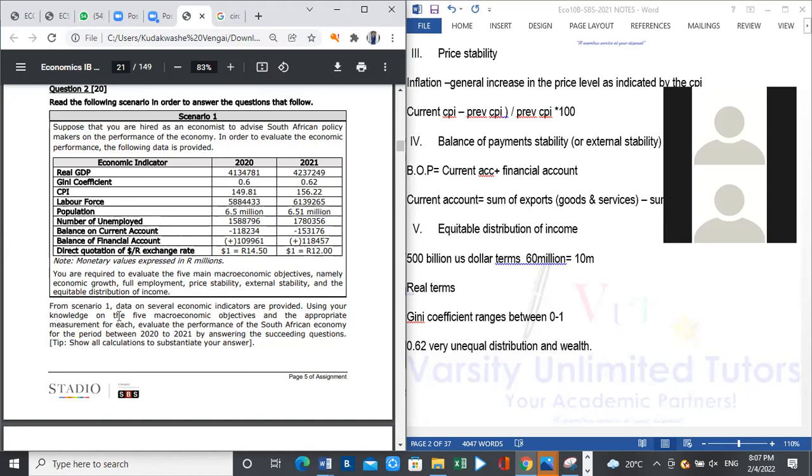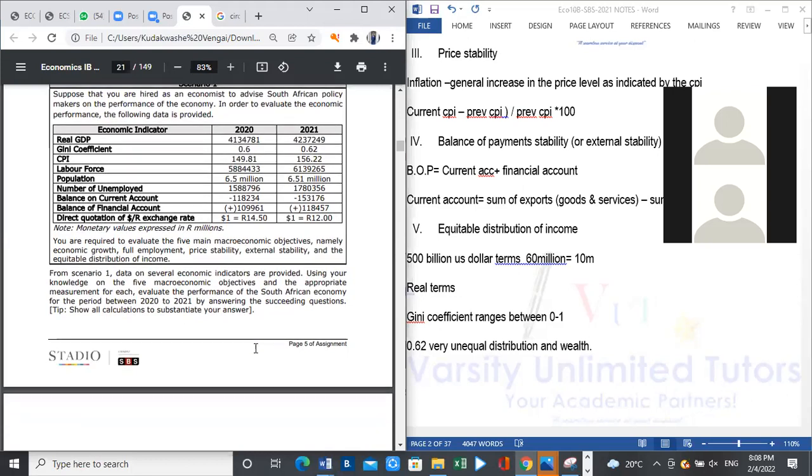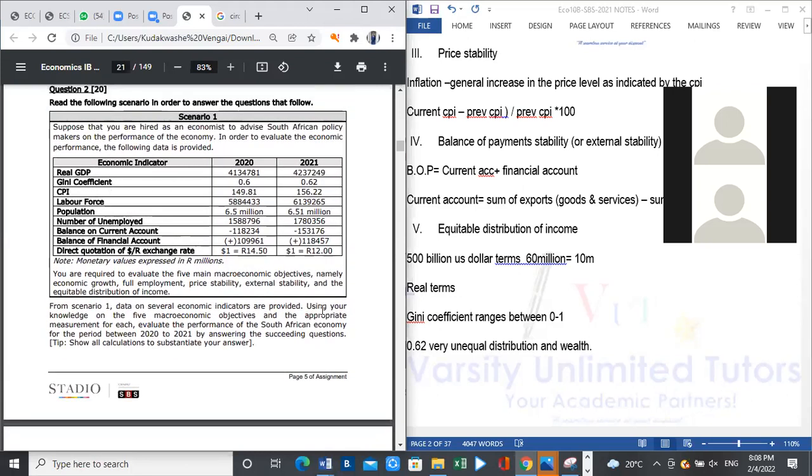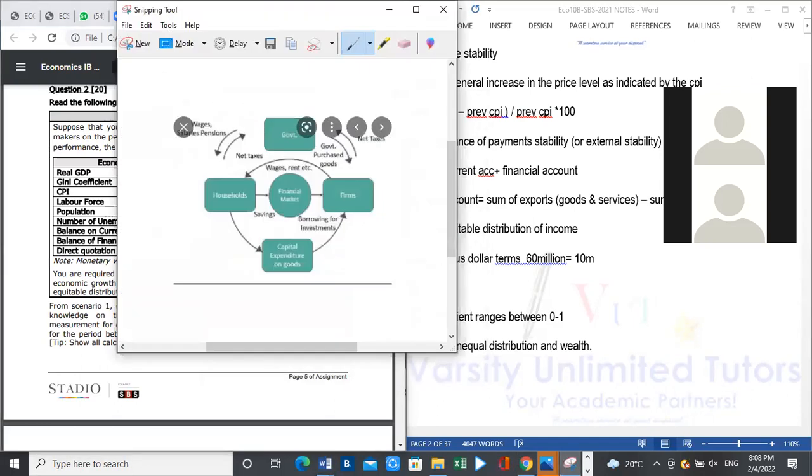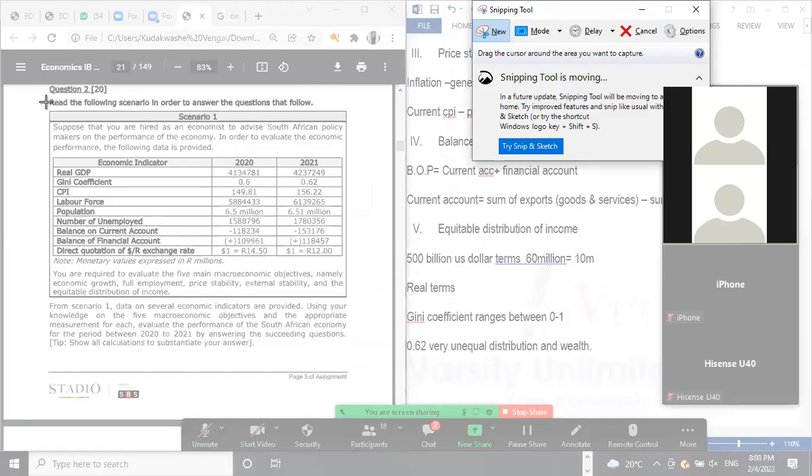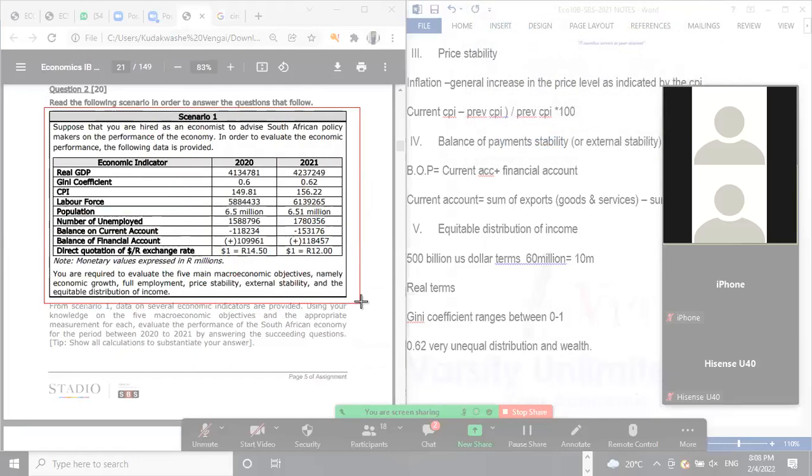Then it states that from scenario 1, data on several economic indicators are provided. Using your knowledge on the 5 macroeconomic objectives, this is the knowledge that we were sharing, evaluate the performance of the South African economy for the period between 2020 to 2021 by answering the succeeding questions. Show all your calculations to substantiate your answer. So this is the data that you're going to be using and the questions that you're going to be answering. So let me just see if I can snip that off so that we have it on the screen that you're going to be using.